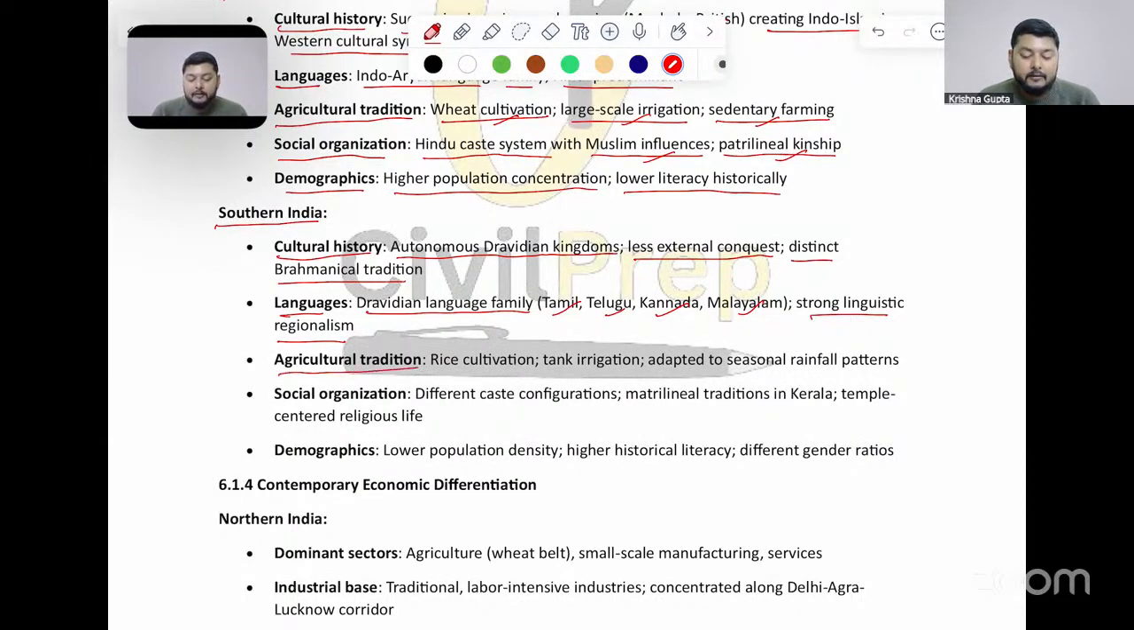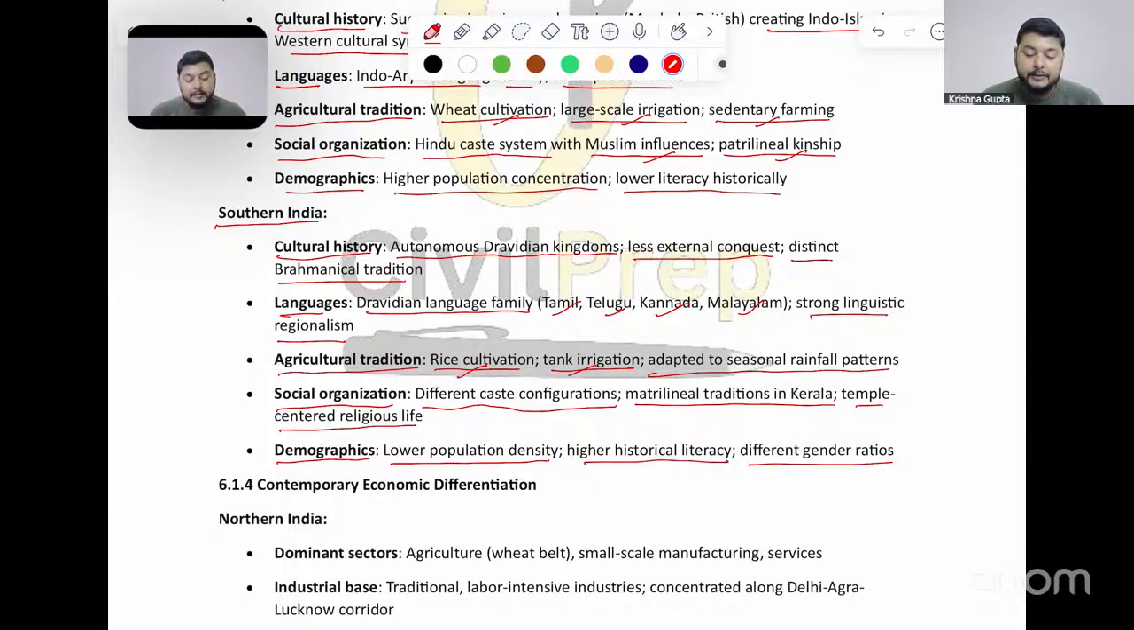Agricultural tradition, number one, rice cultivation, with tank irrigation practices adapted to seasonal rainfall patterns. Social organization, different caste configurations, matrilineal traditions in Kerala, temple-centered religious life in the region of Tamil Nadu, Karnataka, and we can say Telangana and Andhra Pradesh. When we talk about the demographics, lower population density, higher historical literacy, and different gender ratios are seen in this region.